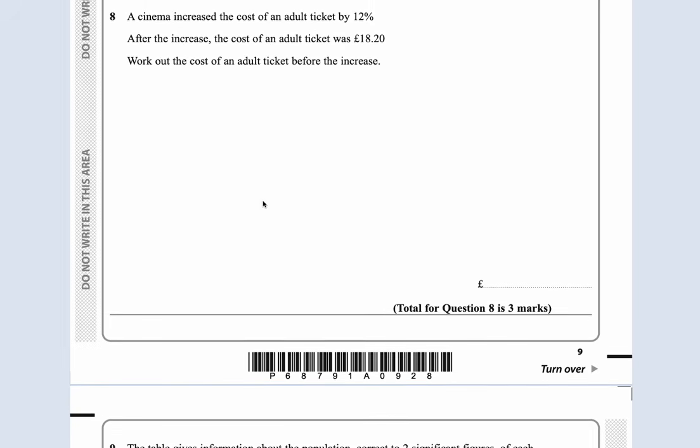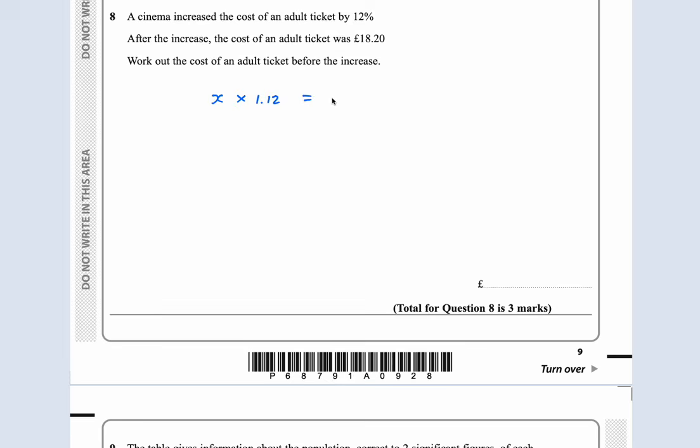Question 8. A cinema increased the cost of an adult ticket by 12%. After they increased the cost, the adult ticket was this. Work out the cost of an adult ticket before the increase. Okay, so guys, this is reversed percentages, a bit tricky, right? So let's say the initial cost was x. So it was x, the price of the ticket. We increased it by 12%. So we're going to multiply this by 1.12. That's what it means to increase. That's how we increase something by 12%.